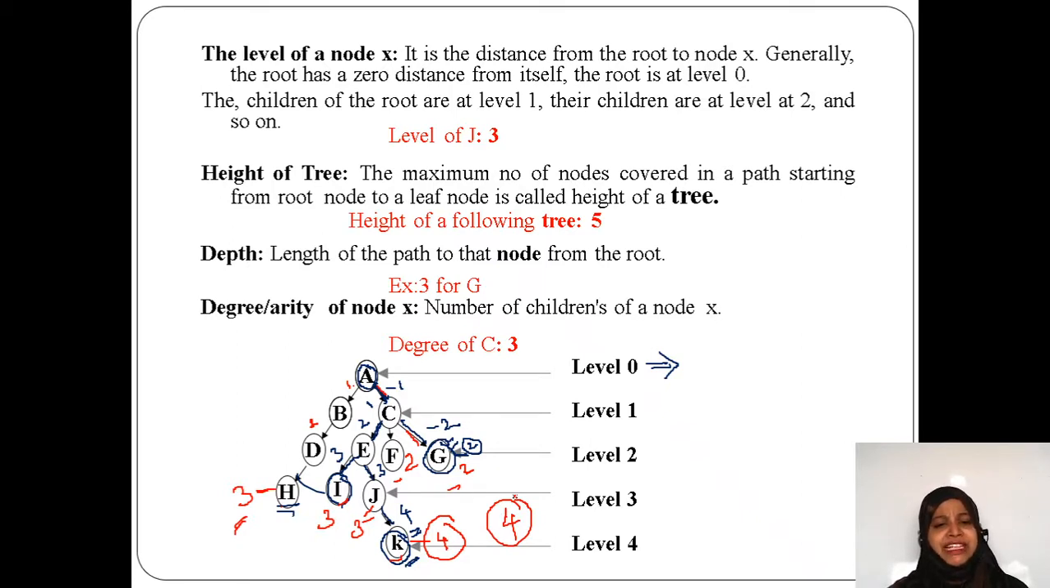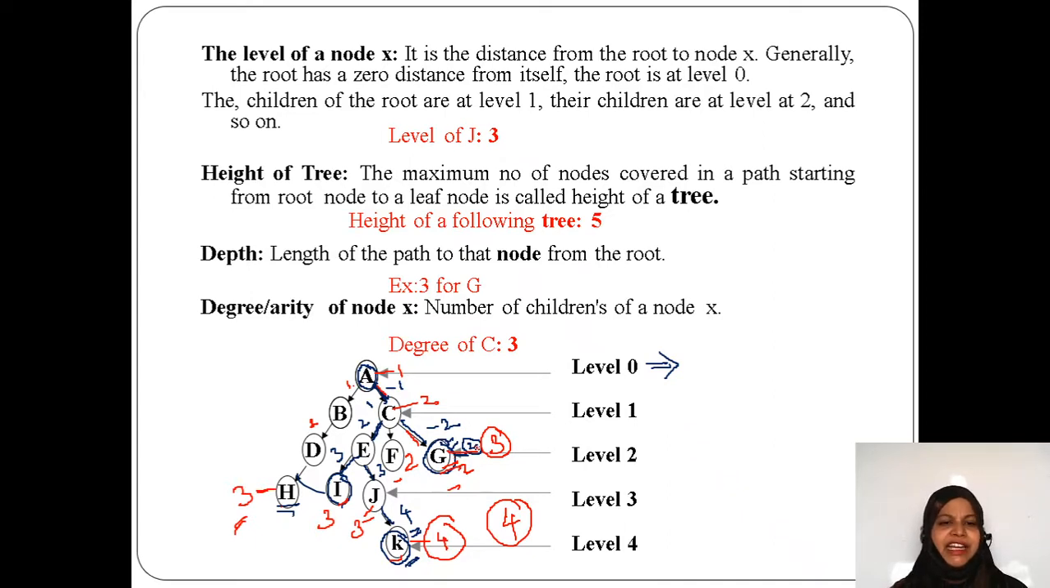Depth of a node means the length of the path to that particular node. Length of the path to that particular node is known as the depth of a node. See here, for the G, what is the length here? 1, 2, 3. What is the depth of this one? 3, right? Depth for this G node is 3.